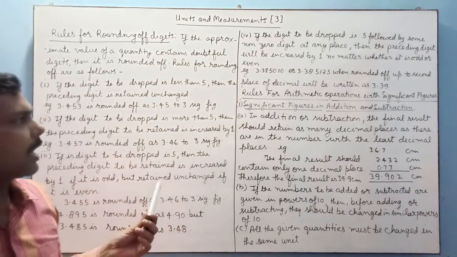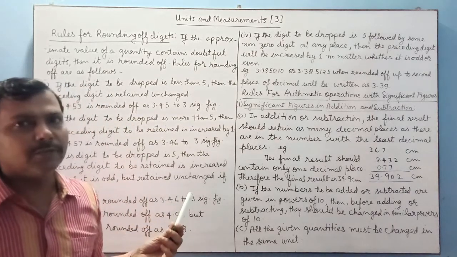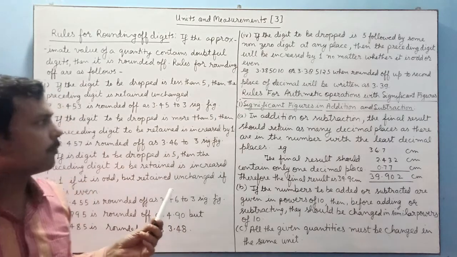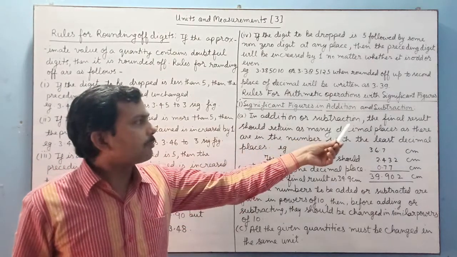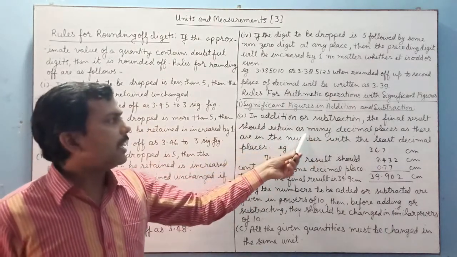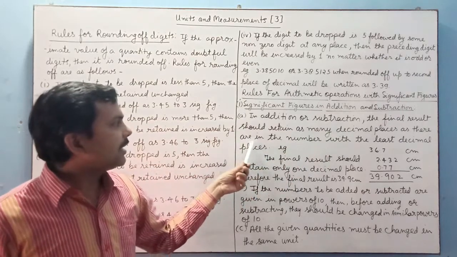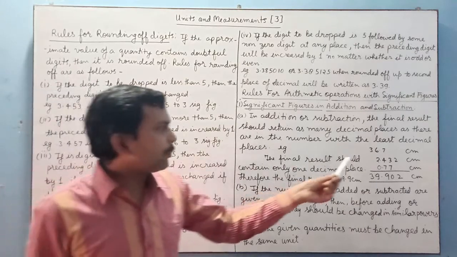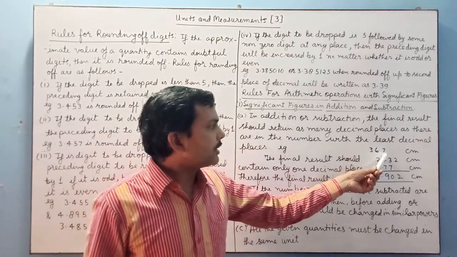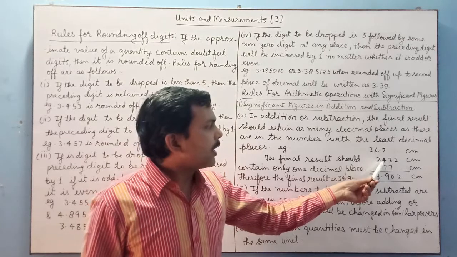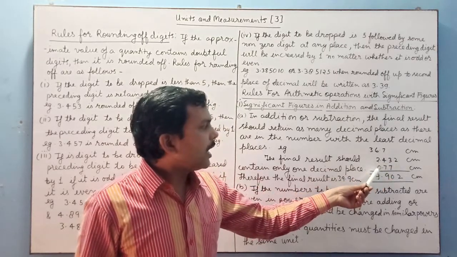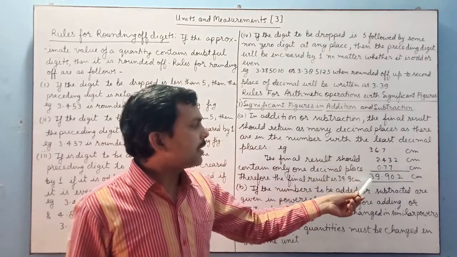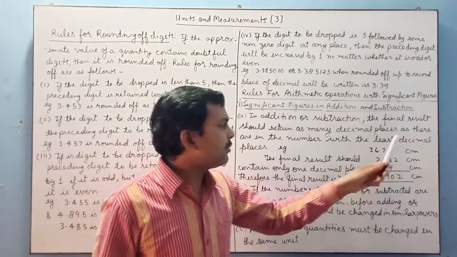Next, rules for arithmetic operations on significant figures. First is significant figures in addition and subtraction. In addition or subtraction, the final result should retain as many decimal places as there are in the number with the least decimal places. For example, let us consider 36.7 centimeter, 2.432 centimeter and 0.77 centimeter. All are added. We get the final result as 39.902 centimeter.